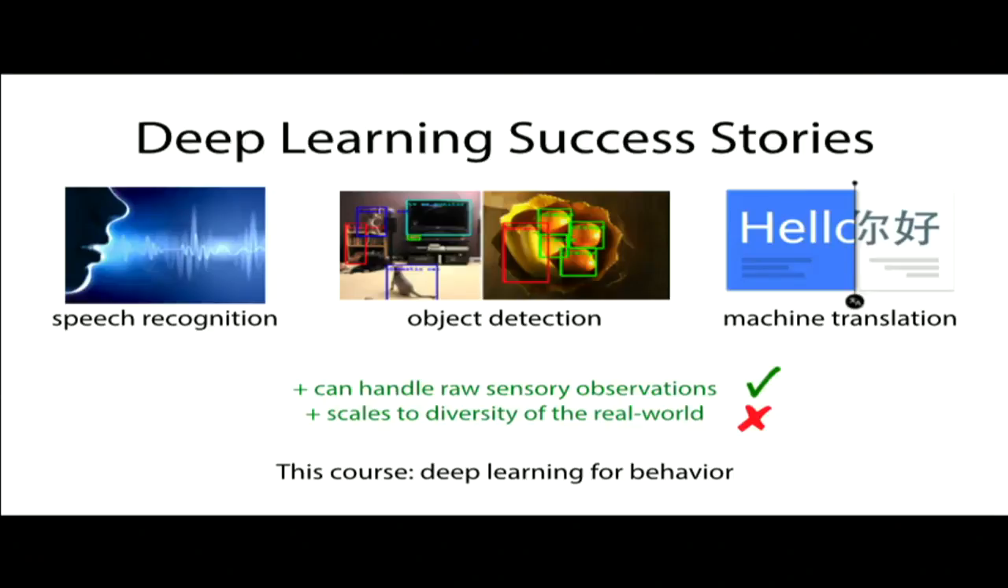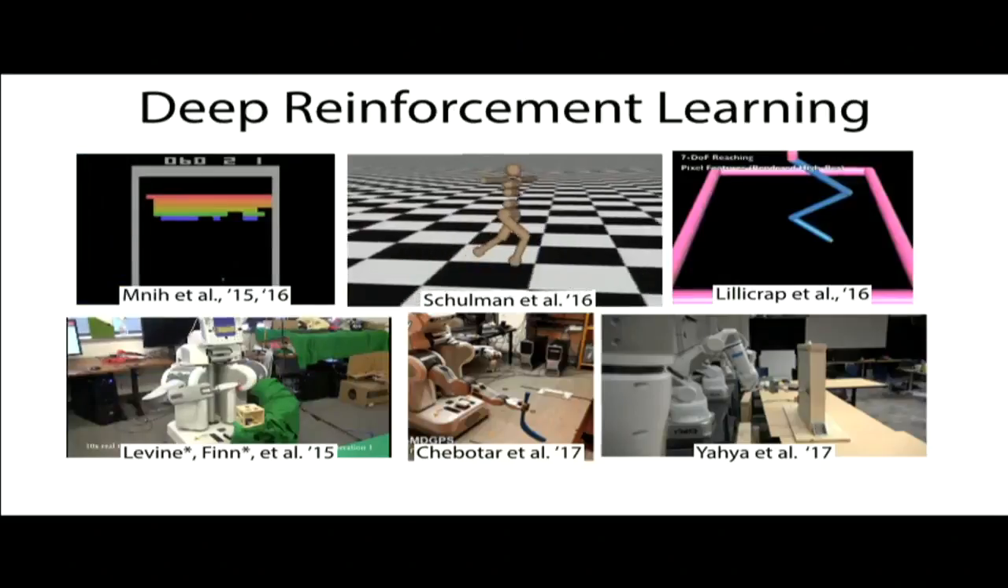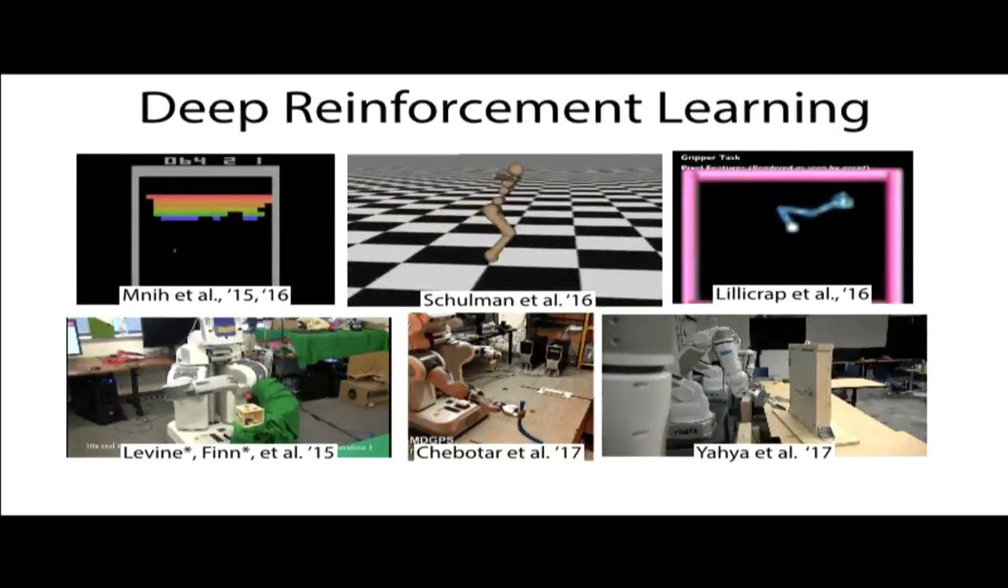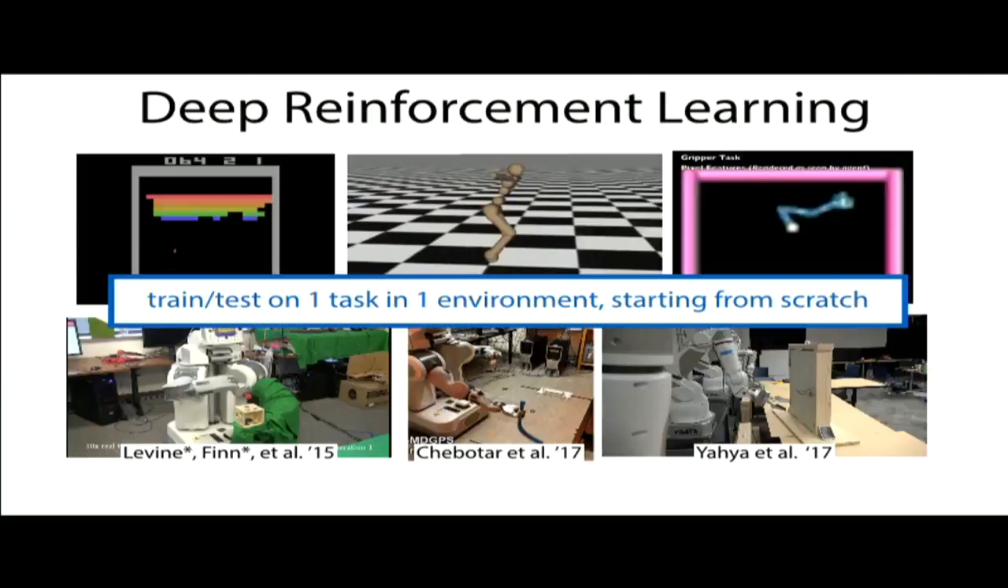In particular, if you look at the deep reinforcement learning agents that we've been able to learn, they're all learned in very narrow simulated environments or learned for a single task in the real world. There's this paradigm in reinforcement learning that we're going to be training and testing on a single task in a single environment starting from scratch. And if we're only training on a single task and always starting from scratch, we're not going to be able to scale to the vast diversity of tasks that we might encounter in the real world and the vast diversity of objects and environments.